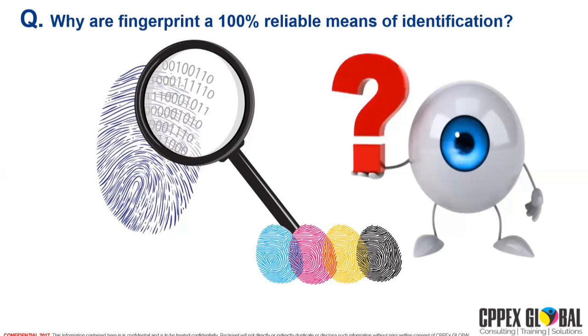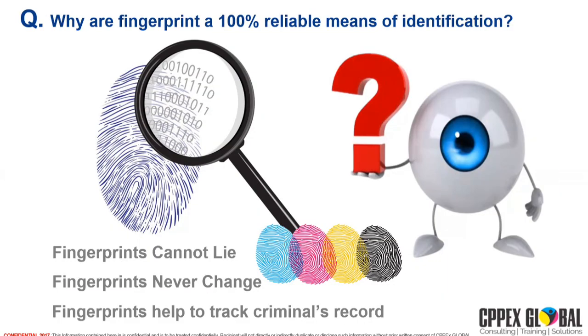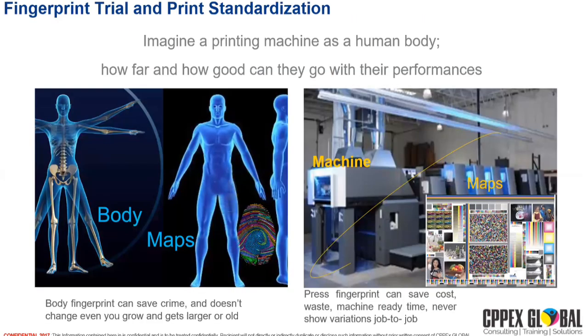Why is fingerprint a 100% reliable means of identification? Why is fingerprint important? Because fingerprints cannot lie. Fingerprints never change, and fingerprints help to track criminal records. Similarly, in a printing press, fingerprint also helps you to save time, to save money, and to standardize your printing process.